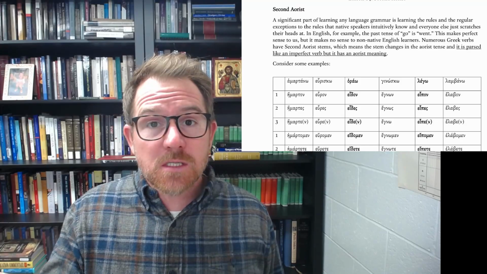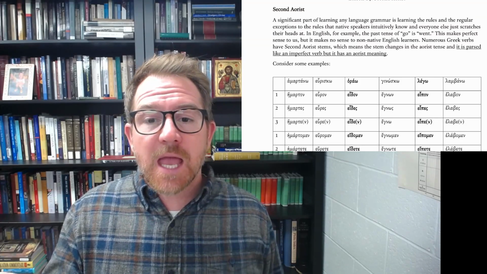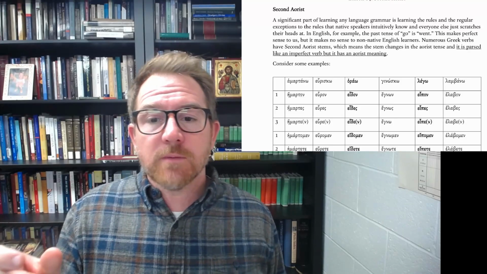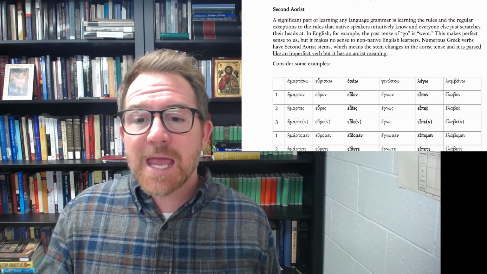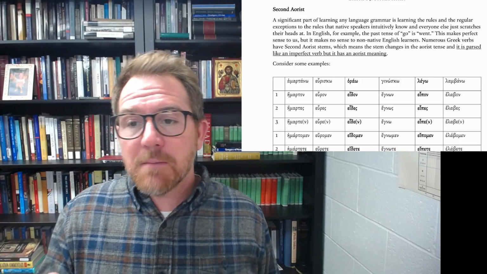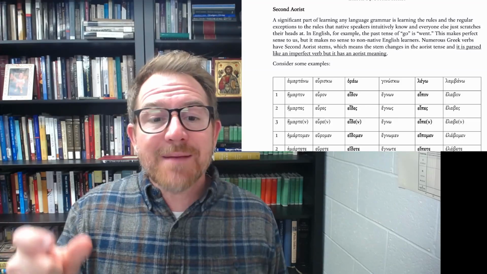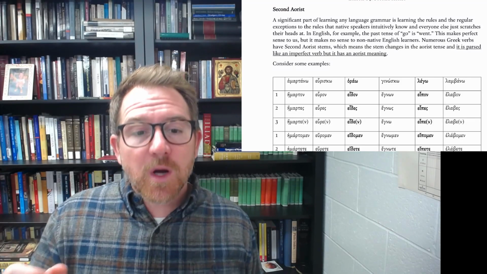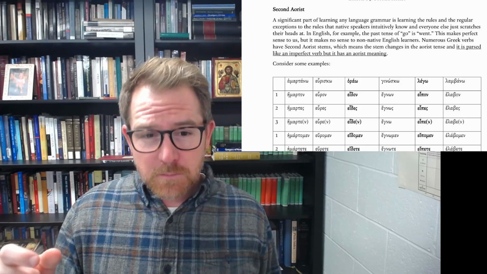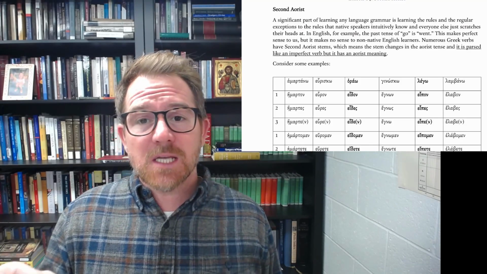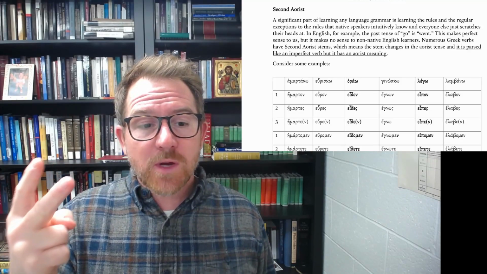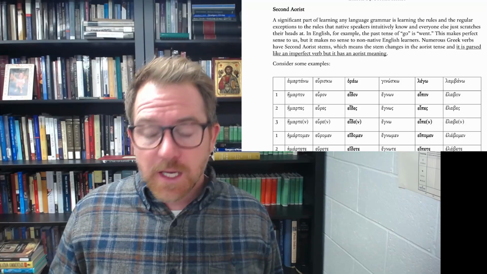The stem changes, so hamartano becomes hemarta, Eurisko becomes Euron, Horao becomes Adon, Gnosko becomes Egnon, Lego becomes Apon, Lambano becomes Elabon. So the stem changes, but then the rest of the parsing looks like what we'd expect from an imperfect: on, es, e, omen, ete, on. But it's not an imperfect, it's a second aorist. So what we have to pay attention to is first the stem change, and then identify with the stem change, oh, I'm looking at a second aorist.